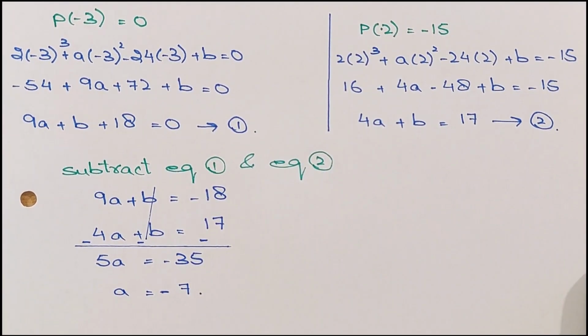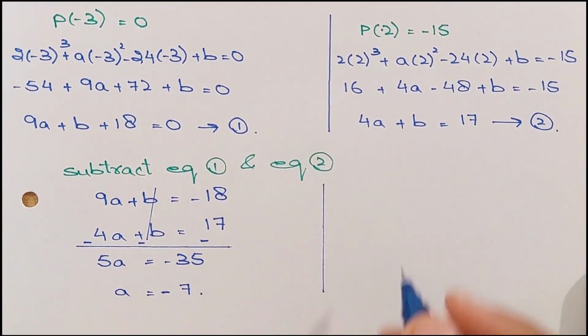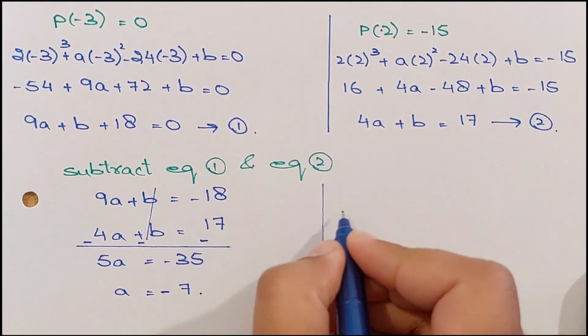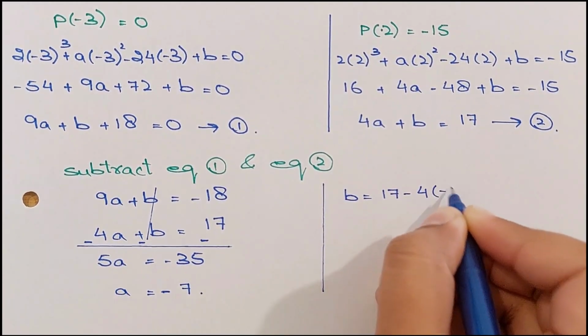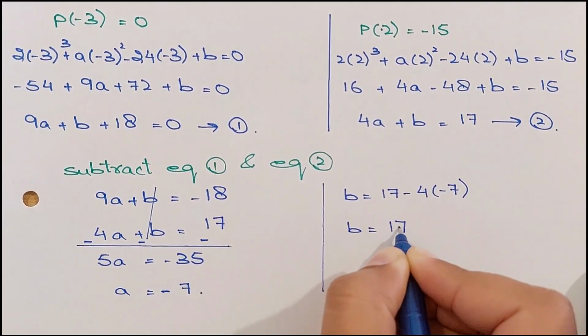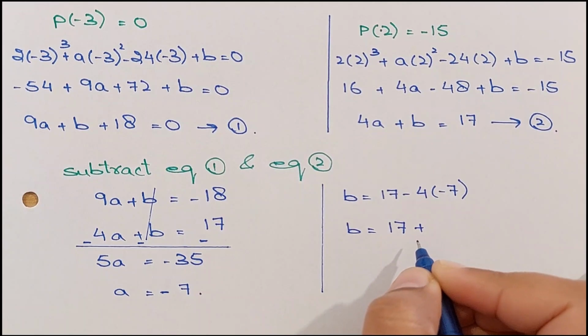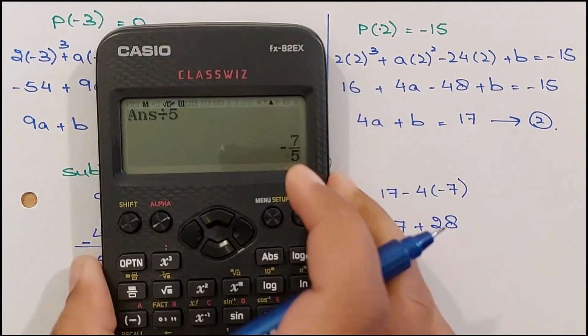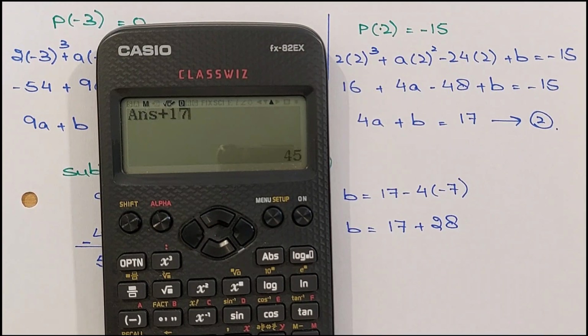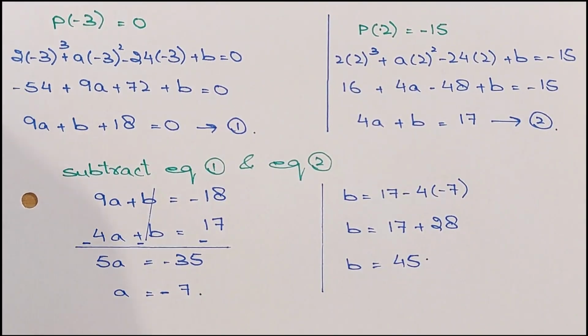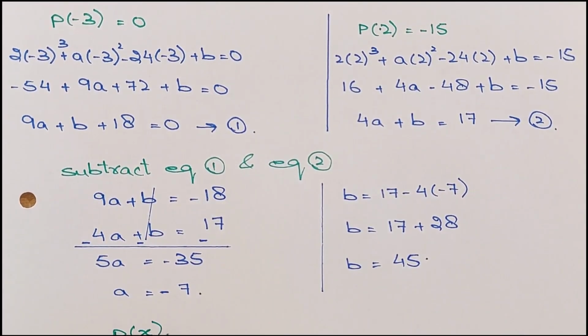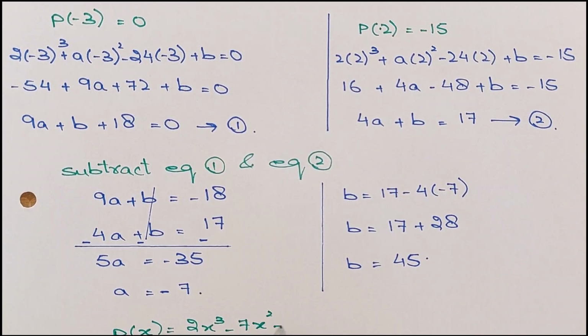Right. Now let me solve for b. For the b value, we have to substitute a into the first or second equation. So let me put it into the second one. So b equals 17 minus 4 times a. So b equals 17 plus 4 times 7, since negative times negative is positive. 4 times 7 is 28, plus 17 is 45. So b is 45. Now let me write the polynomial p of x. So p of x equals 2x cubed plus ax squared, so minus 7x squared minus 24x plus b, that is 45.